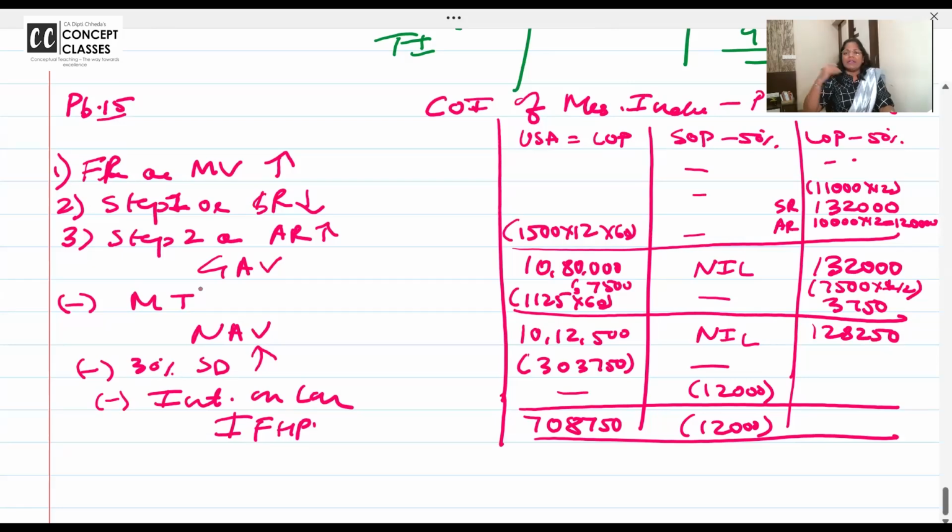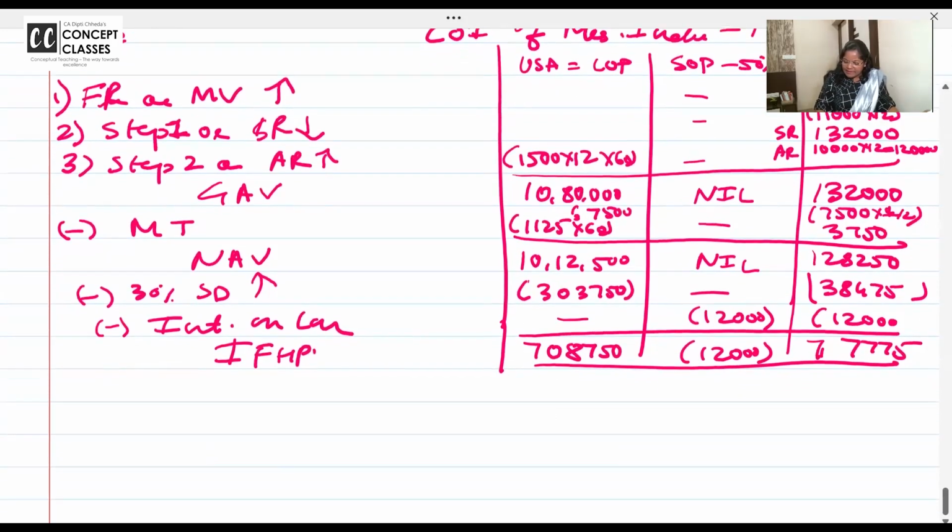Put it in memory. Ma'am, will you spoon-feed us every time? Absolutely, because I want results. 1,28,250 in memory, directly into 30%, M minus, 38,475. Correct? Yes. And you have interest on loan also, so directly 12,000 also you can minus. So straight in your calculator you are getting the rental income from the Indian property.